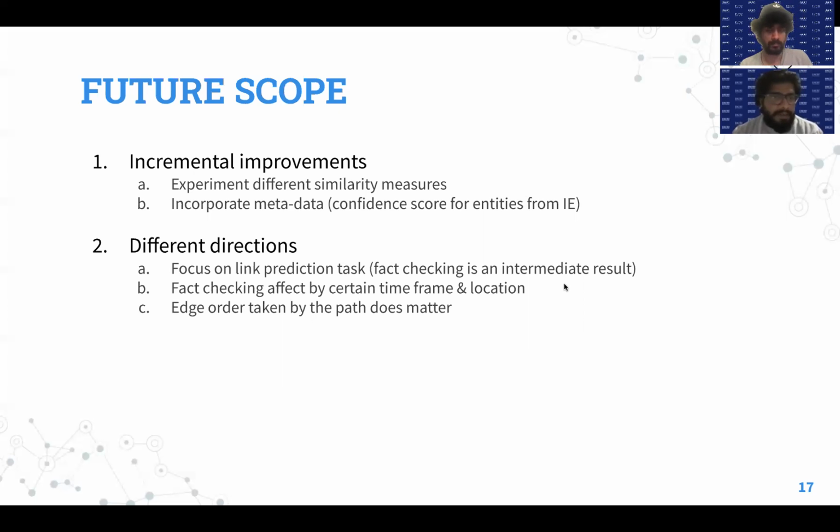And as a second one we can also incorporate time frame and location in fact checking. And at last, in the previous methods we are ignoring the edge order, but that actually matters in fact checking, so we can also try to incorporate that in the fact checking algorithm.